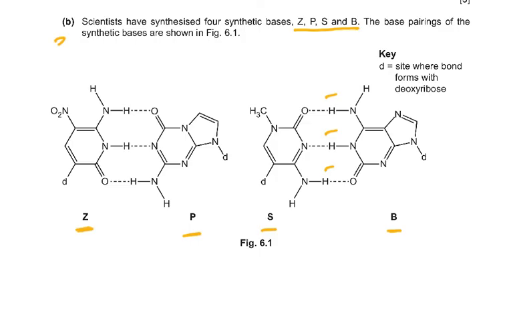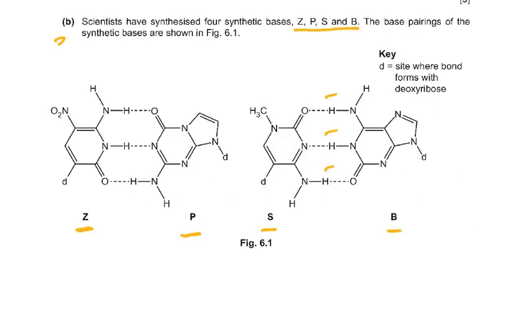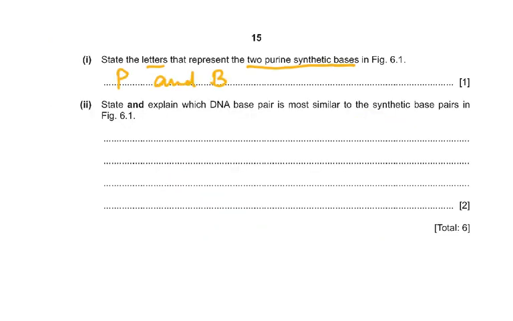Cytosine and guanine have 3 hydrogen bonds. So, I mean, there is some clue here which you've got to figure out. State the letters that represent the 2 purine synthetic bases. Now, purines are what? Adenine and guanine. So it says state the letters. The letters are P and B. Let's figure that out. You can see here P is double ring and B is double ring. So P and B are double rings and these are purines, and that's what they asked you. State the letters that represent two purine synthetic bases in figure 6.1.